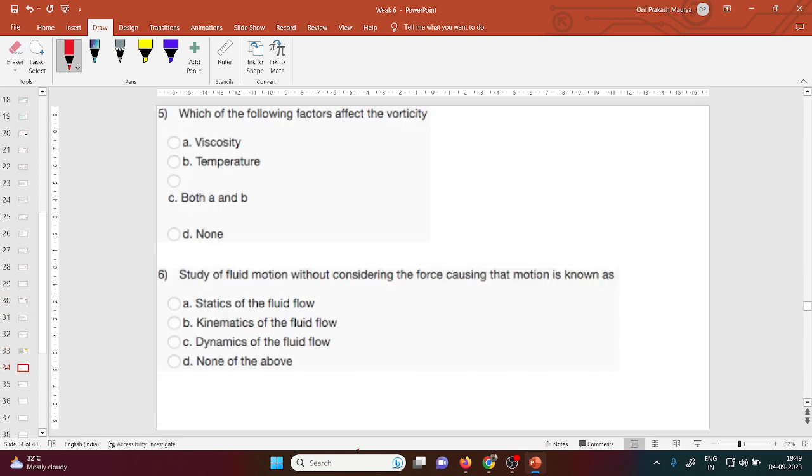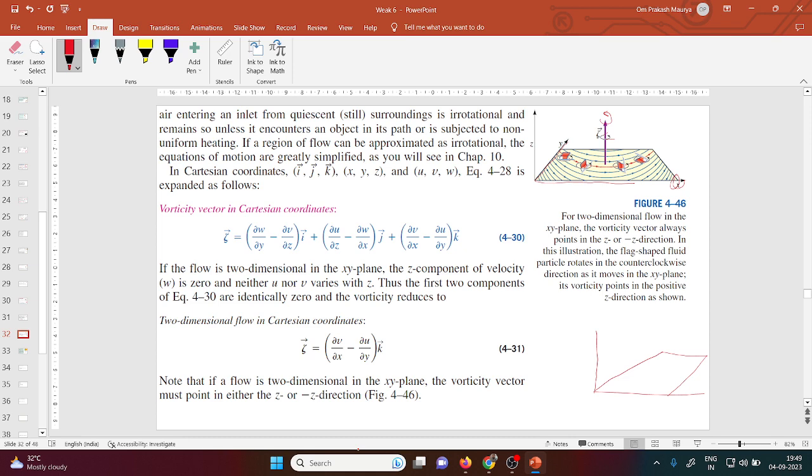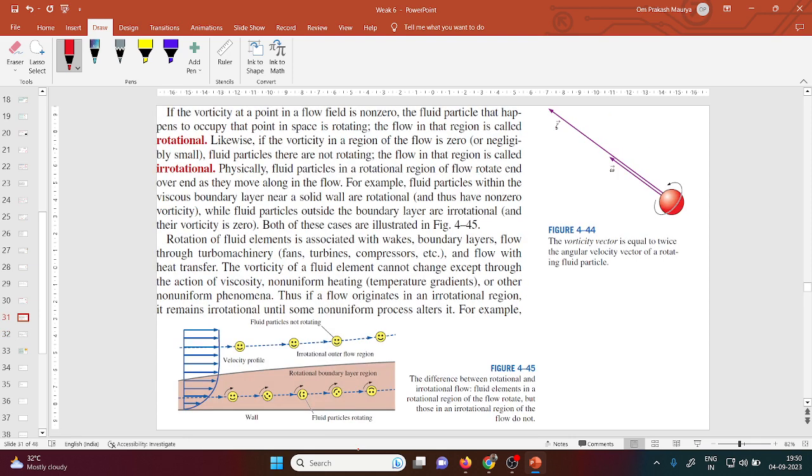Which of the following factors affect the vorticity? Here you can think: the vorticity of the fluid element cannot be changed except through the action of viscosity. The vorticity of the fluid only changes when your viscosity changes, or if there is any effect of the viscosity. Non-uniform heating, that is the temperature gradient. Simply if temperature is written, there is nothing meaningful. The temperature gradient should be written clearly, or the other non-uniform phenomena.